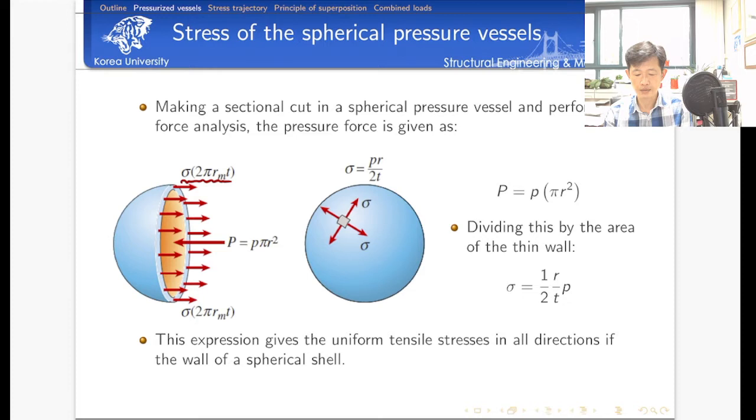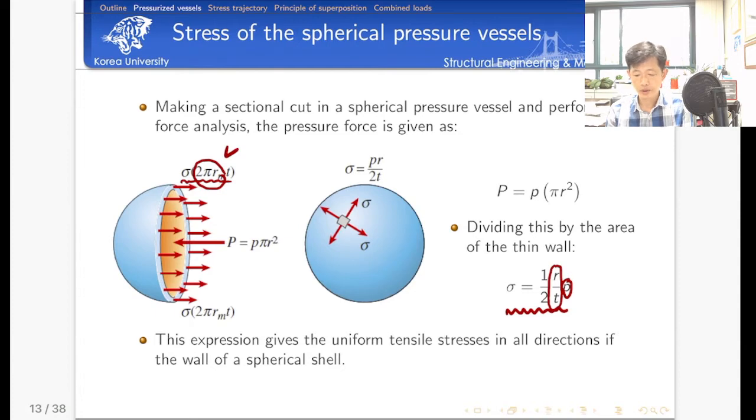Normal stress times 2 pi r. 2 pi r is the perimeter, isn't it? Just perimeter times the thickness, and then the constant normal stress. So if you set them equal to each other, then we can calculate the membrane normal stress very easily: a half, times the radius to thickness ratio, times the pressure. This is very simple. But how come we can use this simplification instead of the area calculation?